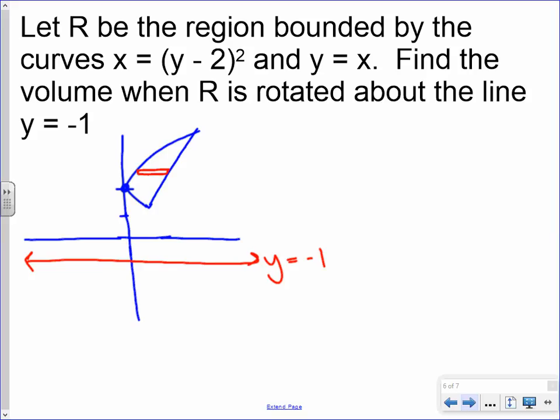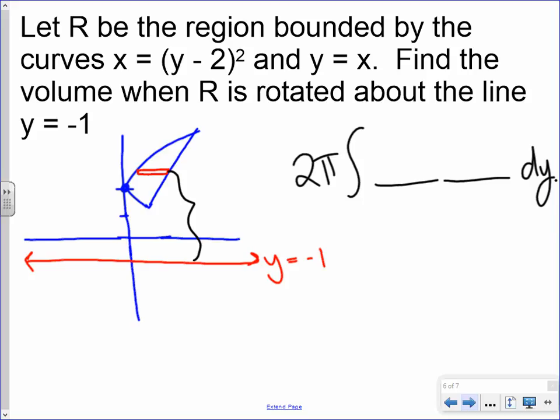Okay? All right, so our shell method, 2 pi r h times thickness. Okay? Our radius is the distance from any given rectangle to the axis of rotation. Jake Ralston, what is our radius?